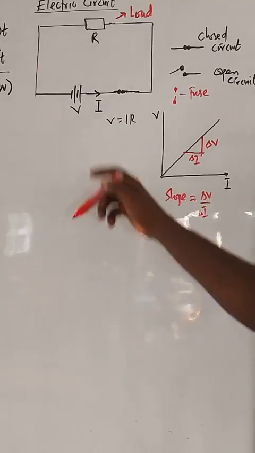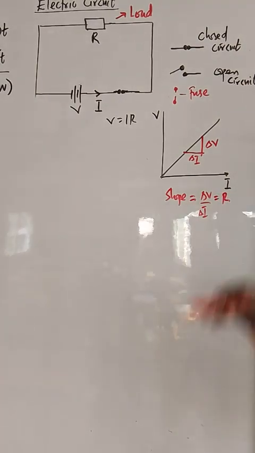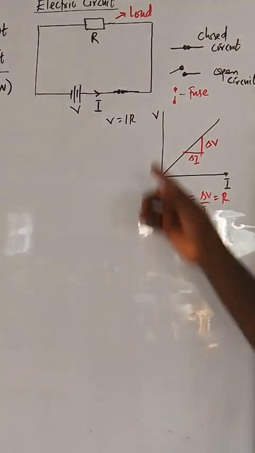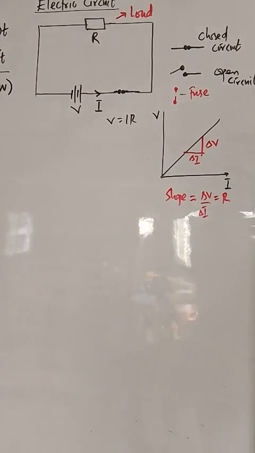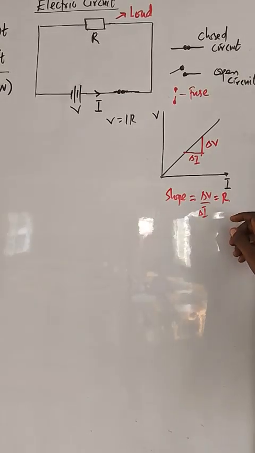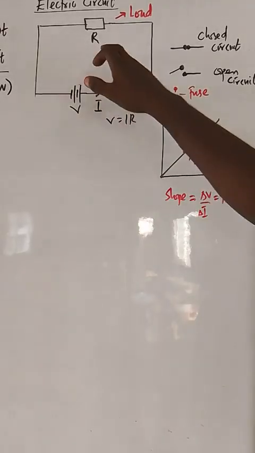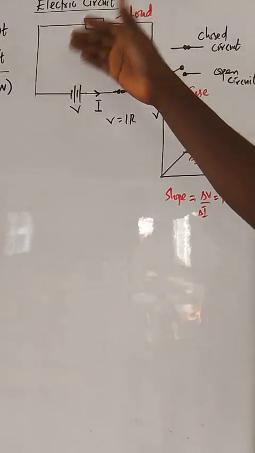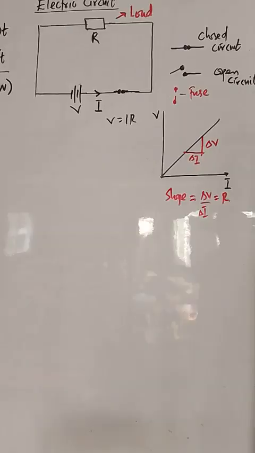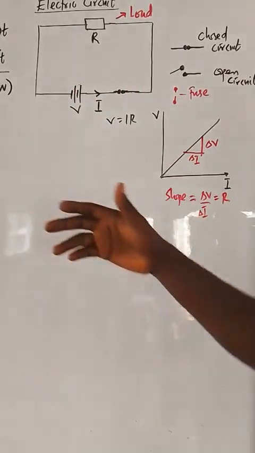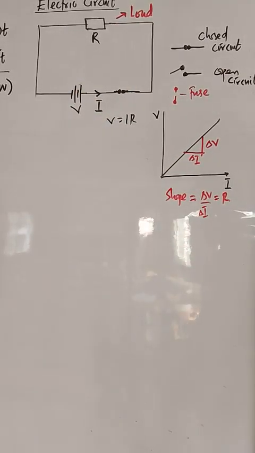And what is V over I from here? R. It represents the resistance, if you sketch V against I. But if you sketch I against V, the slope will be the inverse of resistance, which is called conductance. But that is not where we are going today. So this is a brief note about electric circuits. This is a simple circuit you can have. Sometimes in a circuit you can have 2, 3, 4, 5 loads, and these loads can be connected in both series and parallel.